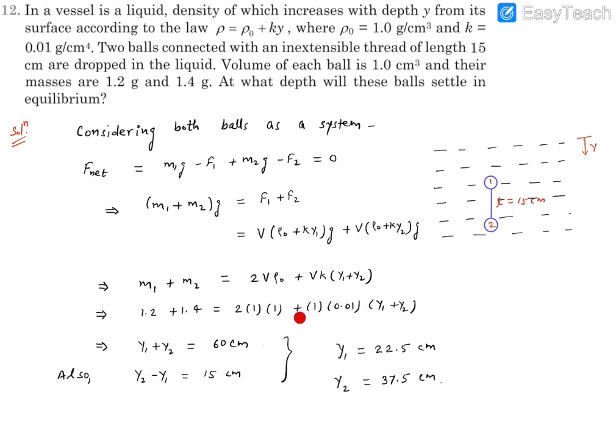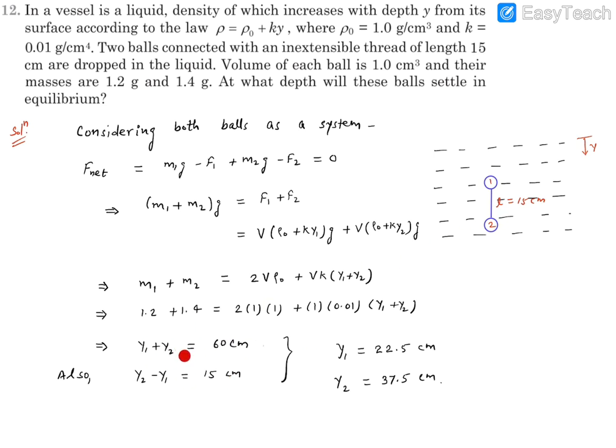After simplification you'll find this will become 2.6 and this is 2, subtracting, so 0.6 divided by 0.01, which is basically 60, so y1 plus y2 came out to be 60. Then we know y1 is up to this, y2 is up to the second, so the difference of the two is the length, that means y2 minus y1 is 15 centimeter, L.